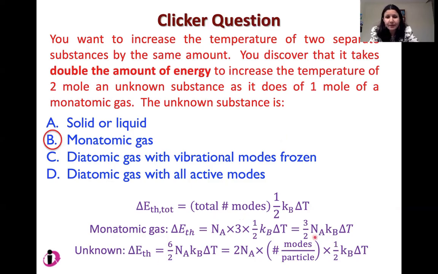So then if you compare these numbers, we need something that's 6/2. Now we have 2 over 2 here. So 2 times 3 will give you 6/2. So what is the only possible substance that has 3 modes per particle? That's a monatomic gas. And this kind of makes sense. We have the same substance now, monatomic gas. If you have double the number of particles, you will have to add double the amount of energy to get the same temperature change.